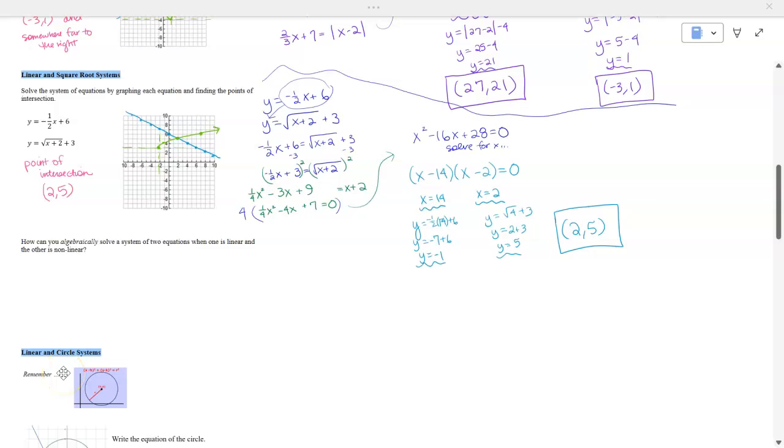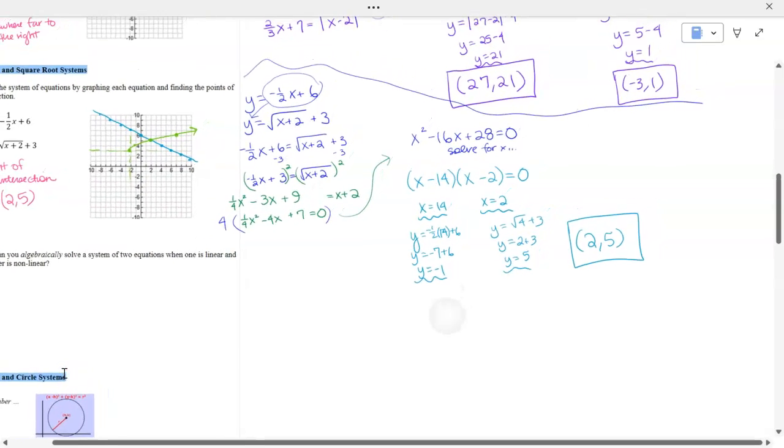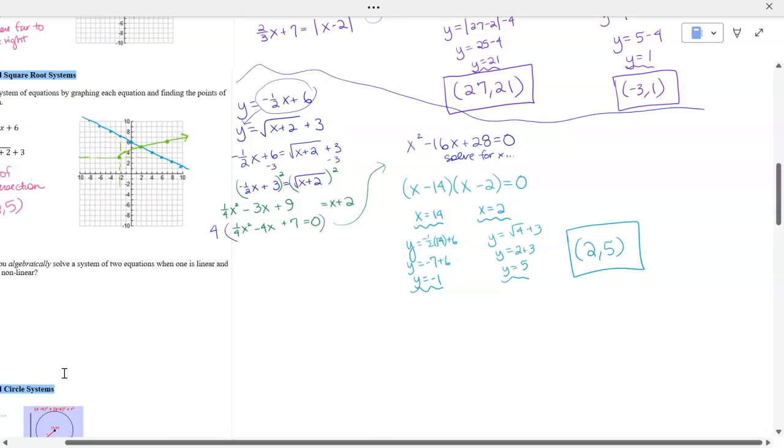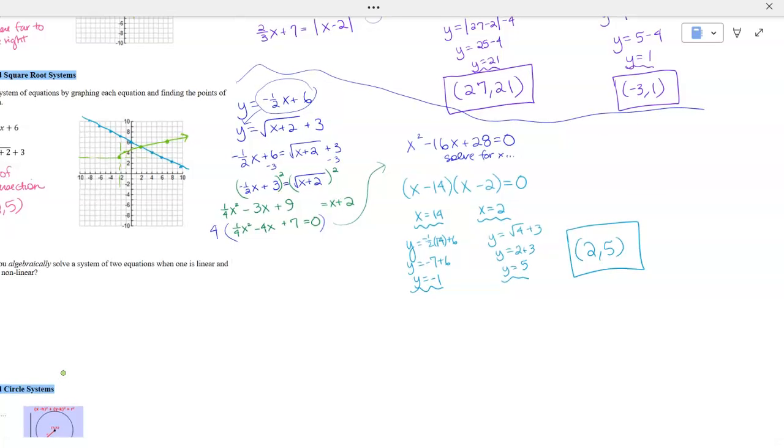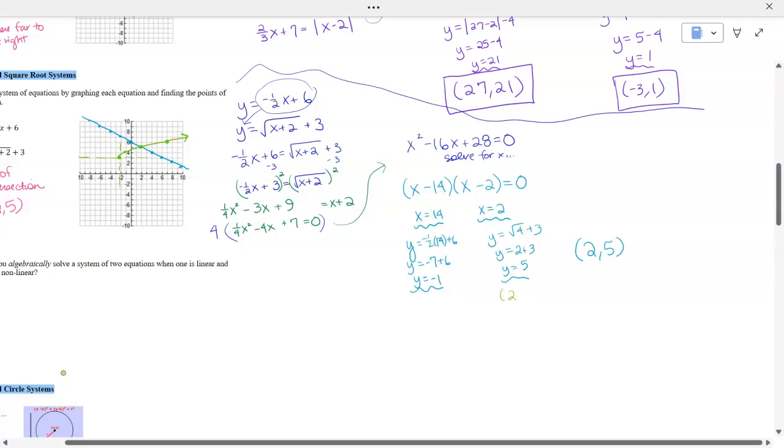Okay, I know we didn't finish this last problem in the last class, so I just wanted to finish it up. When we actually come in here and factor this quadratic, we end up finding that x could be 14 or x could be 2. And then we take both of those values of x and plug them back into our equations. And you do end up seeing that you have the point 2 comma 5 and the point 14 comma -1.